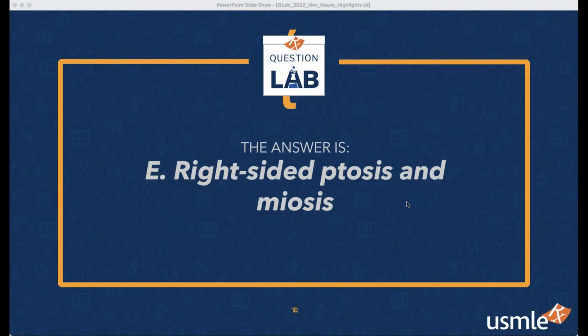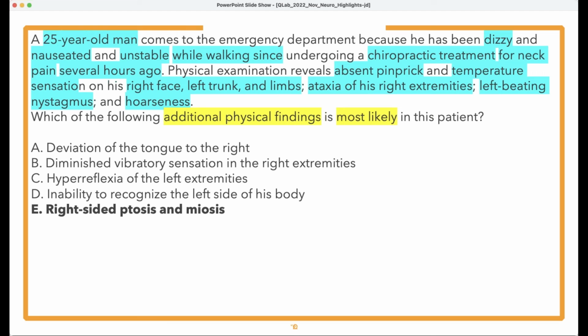Yes, thank you, Jeff. Yes, great job with this question, guys. It is a tough question. These stroke type questions are definitely tough. So let's make sure that we understand what's going on here. Okay. So if we take a look at this 25-year-old male, the key thing here is that he had that chiropractic manipulation, okay, or treatment, and that then caused neck pain several hours ago. Okay. So what likely happened is that he developed an acute stroke secondary to that manipulation.